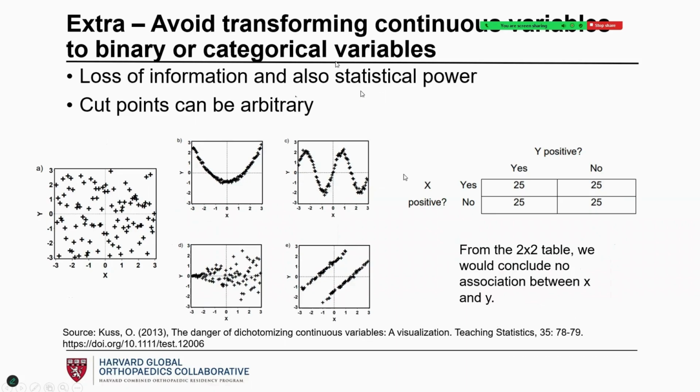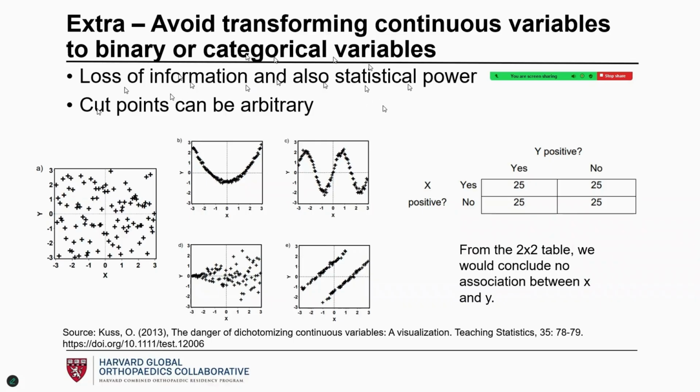Now, this covers the assumptions that you need to check when running a linear regression model. There are a couple of extra points that I would like to cover. The first one is that I would advise avoiding transforming continuous variables to binary or categorical variables. You have already spent so much time and effort collecting your data, and if you have collected a continuous variable and you transform it into a categorical variable, you are losing information. With this comes the cost of also losing statistical power.